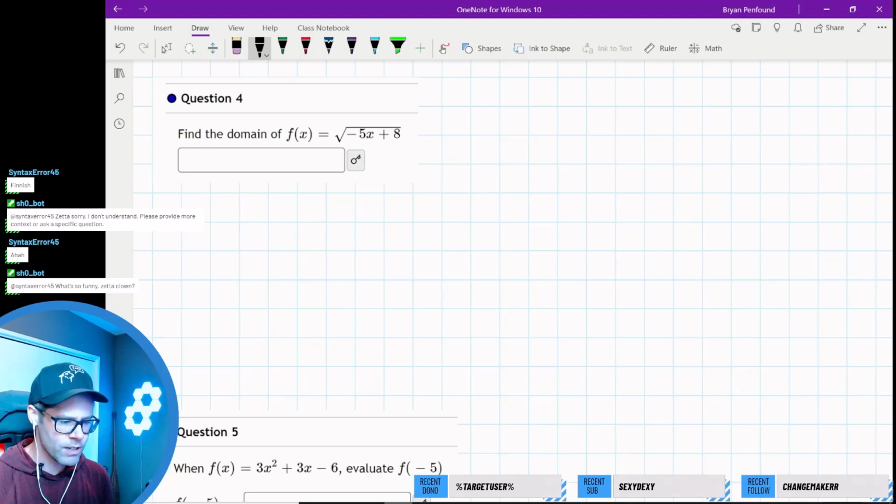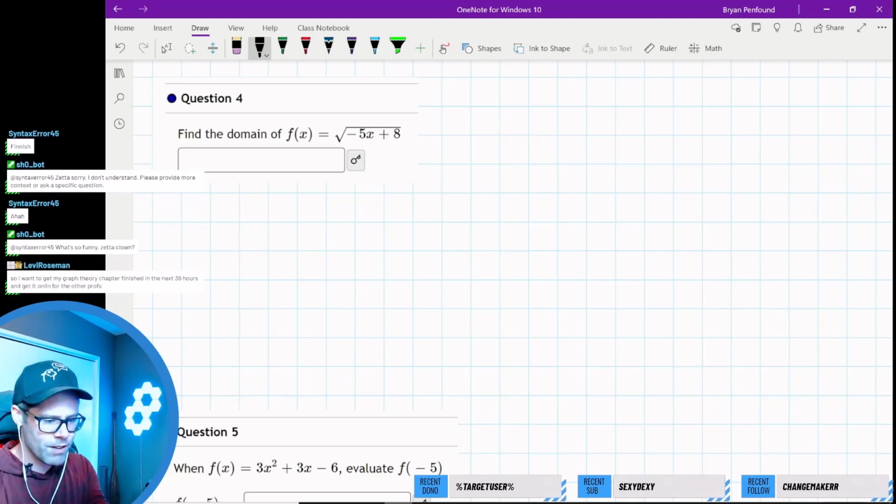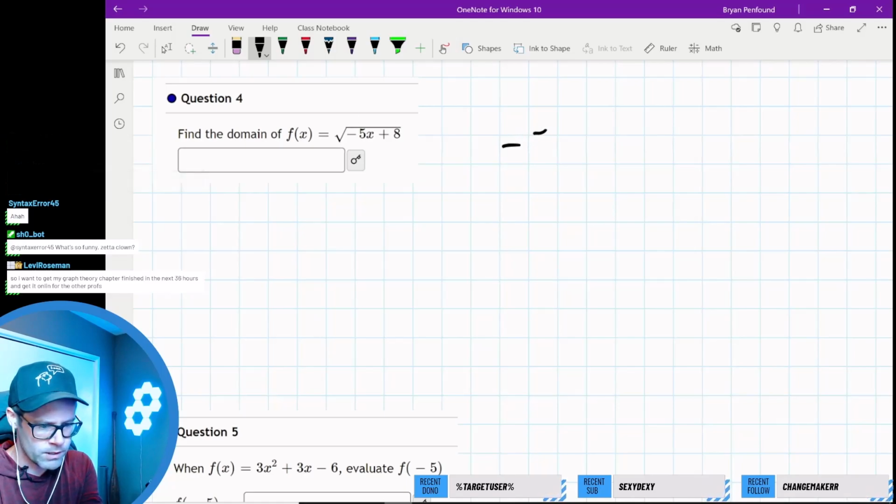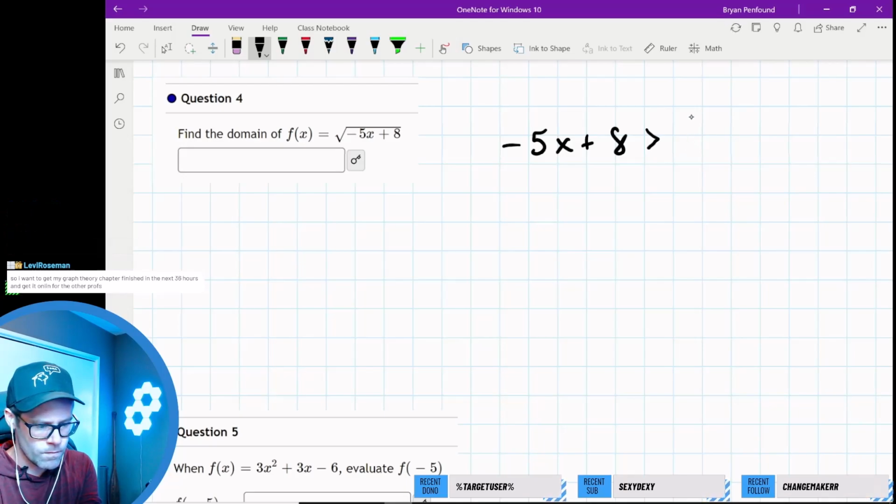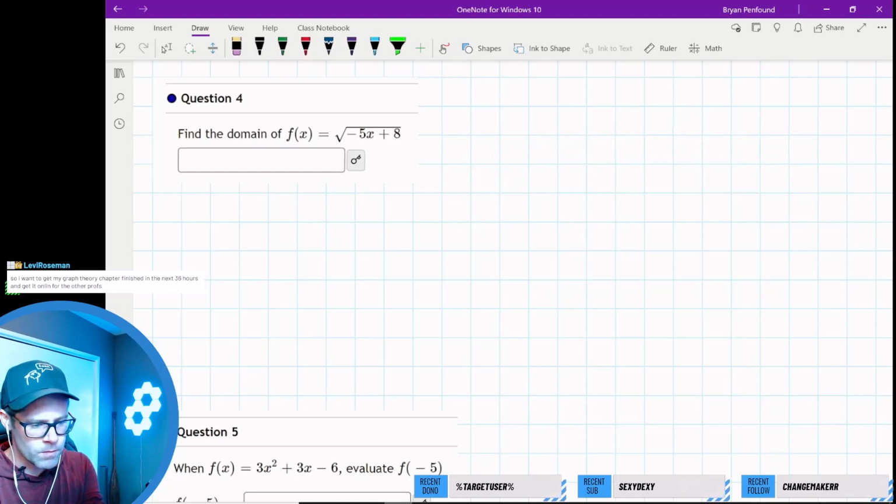If I have a function that involves a square root or an even root, I know that I can't have any negative values inside this square root. So I basically want to take -5x plus 8, and I want to ensure that this is bigger than... No, actually, let's find out... What should I want? What do I want here? What do I want to do? Basically, this is what I want, right?